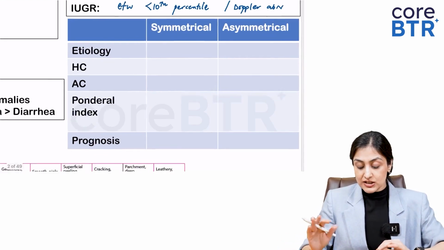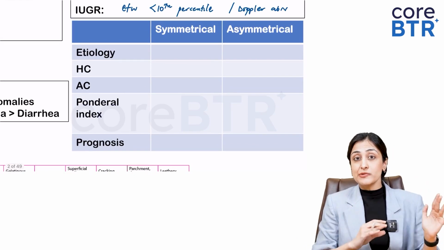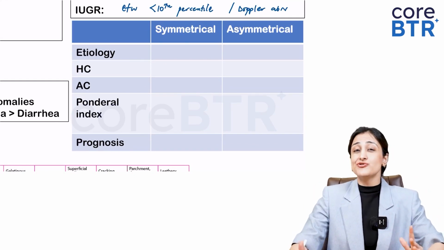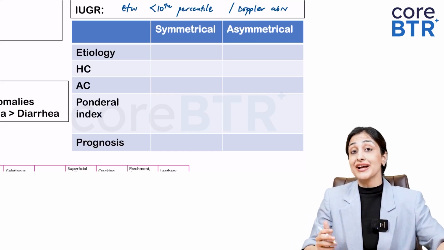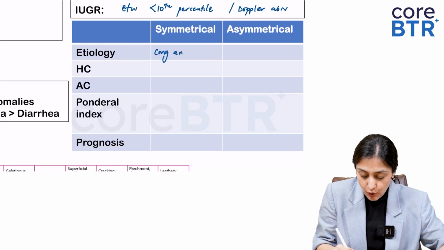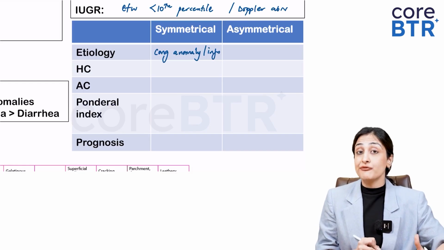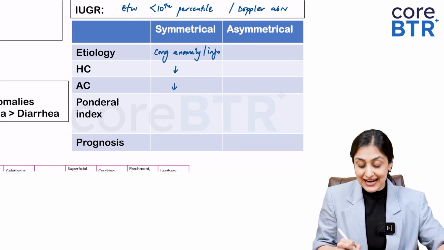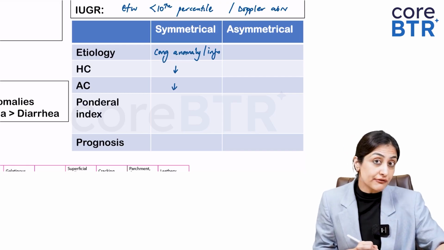So now let's understand the difference, right? It could be symmetrical or it could be asymmetrical. In symmetrical, usually the causes are very early on, right? So early insults such as any congenital anomaly or an intrauterine infection. Now this is what is going to affect the fetus as a whole, and this is where the head circumference and the abdominal circumference both suffer.